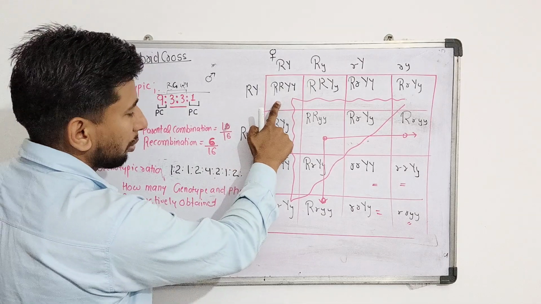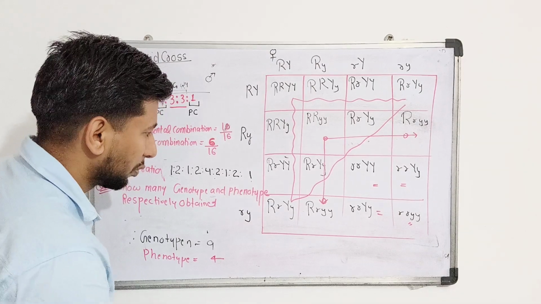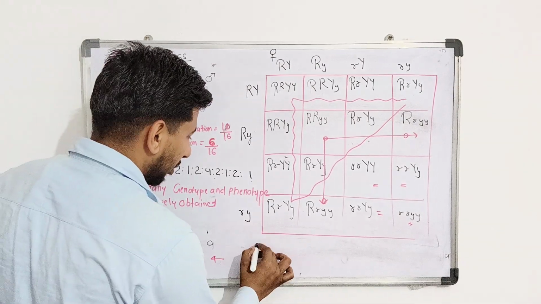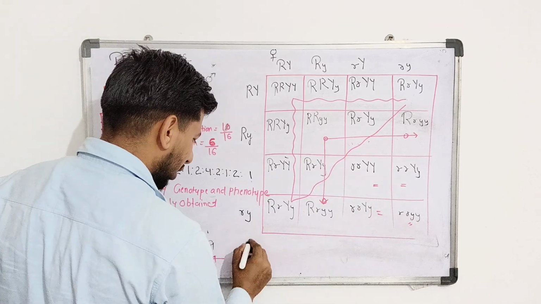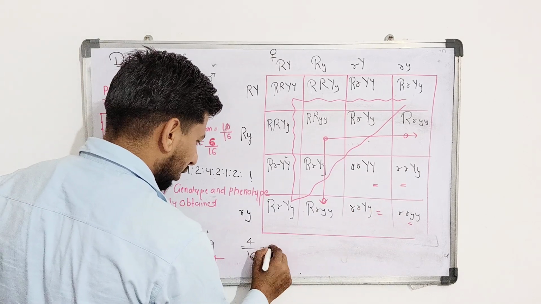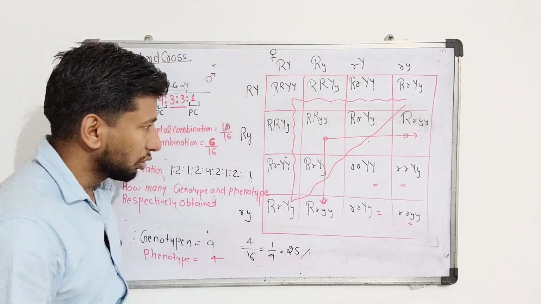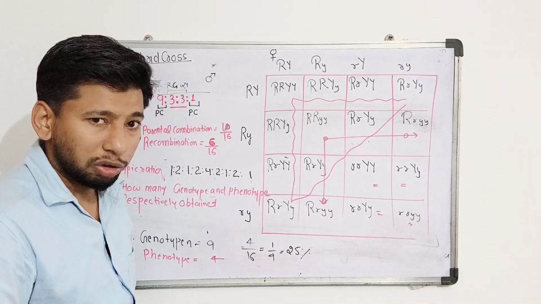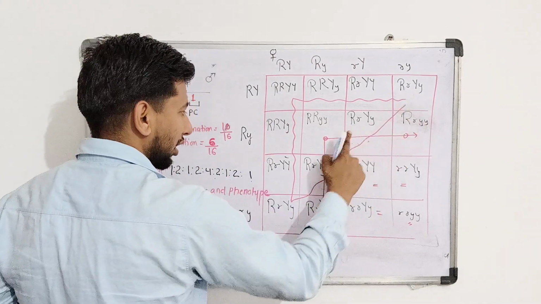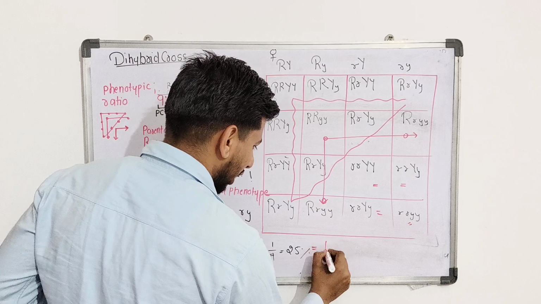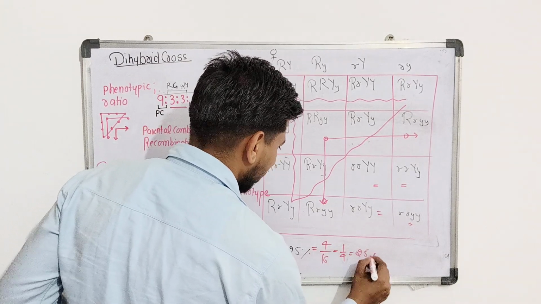Some more questions can arise from this table. Number of homozygous for both. The answer will be 4, both homozygous. 4 out of 16, that is 1 by 4, equal to 25%. The second question can be the number of heterozygous for both. So both are heterozygous. Again the answer is 4 by 16, 1 by 4, which means 25%.